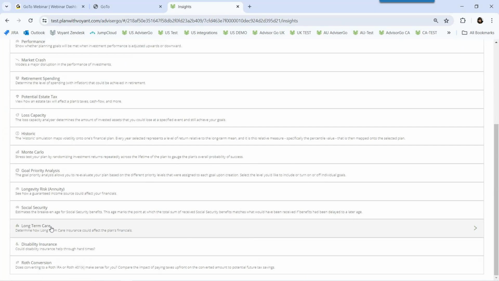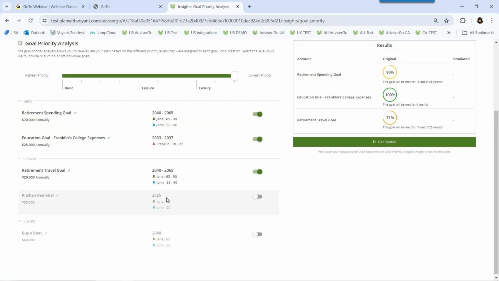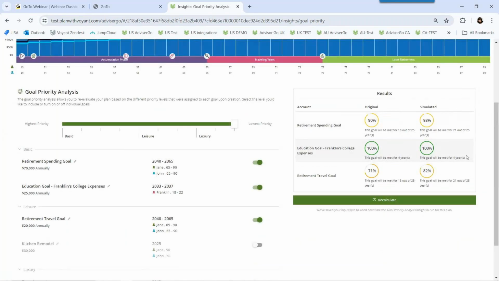You can also have conversations when they get later in life about when do we want to start taking Social Security, what would a long-term care event look like in your plan. You can also turn off different goals. So if they have a bunch of things in their plan that maybe are not priorities for them, like this kitchen remodel and the boat, what if we took those out of the plan? Would that solve their problems? And you can look at the results. So it doesn't fully solve their problems, but it does get them a little bit closer to meeting their goals.